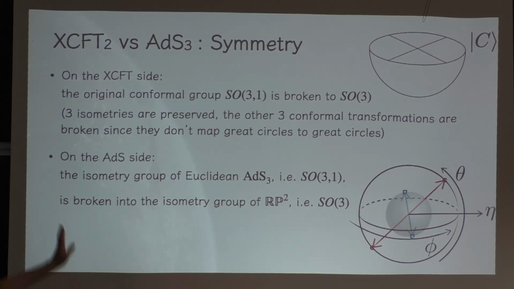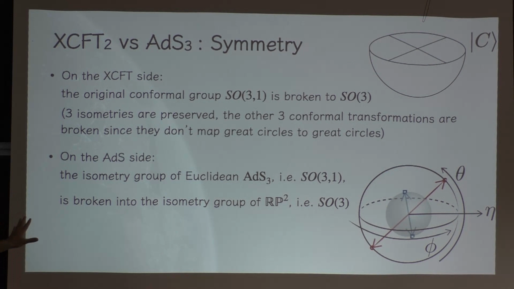Let's firstly check the symmetry. On the CFT side, the original symmetry coming from the global conformal group is SO(3,1), where there are three isometries coming from the 2-sphere and three special conformal transformations. After doing the Z2 quotient, where you identify the antipodal points, the three isometries survive. However, the three special conformal transformations do not map gray circles to gray circles, so they are broken. The whole conformal symmetry is broken into SO(3).